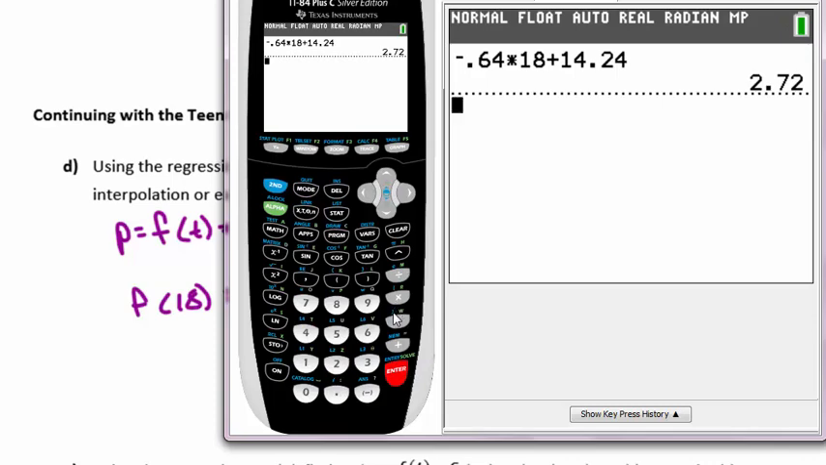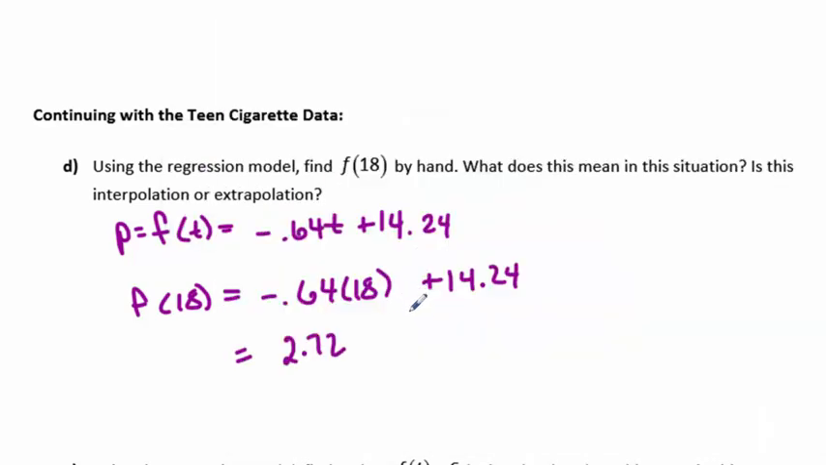That value is 2.72. What does it mean in this situation? This 18 is 18 years since 2000. So we have in 2018, 2.72% of teens have smoked in the last month.